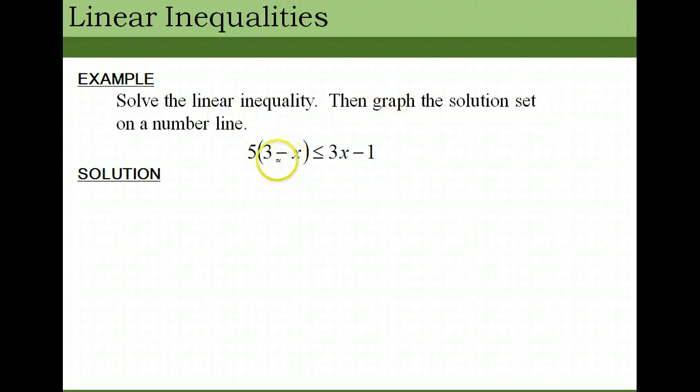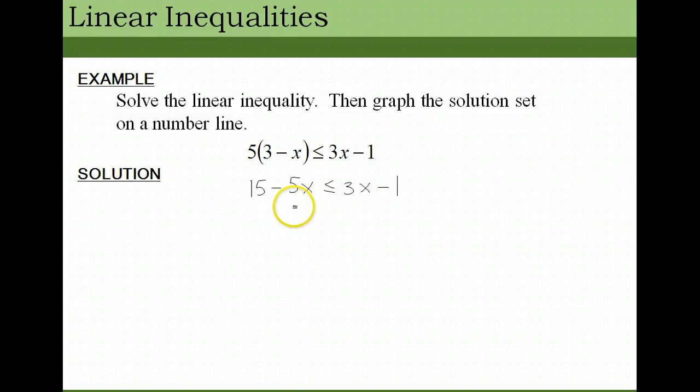Okay, so it looks like we do have some order of operations we should follow here. So let's first perform order of operations on the left. So I get 15 minus 5x less than or equal to 3x minus 1. We've performed all of the possible simplifications here. Now what we need to do is collect terms.